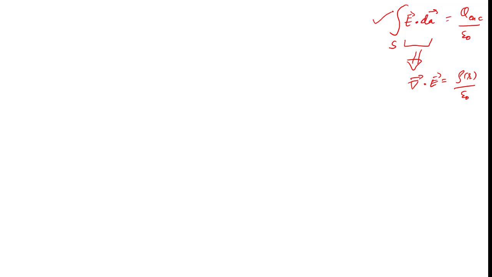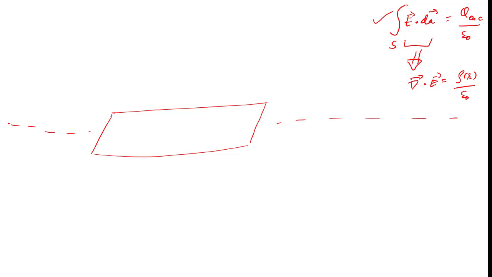Now let's use this Gauss's law to solve a problem. We're going to pick an infinite plane of charge. So here we have an infinite plane, and this has a uniform charge density of sigma.